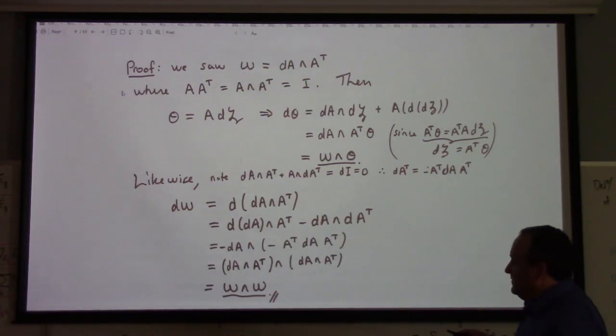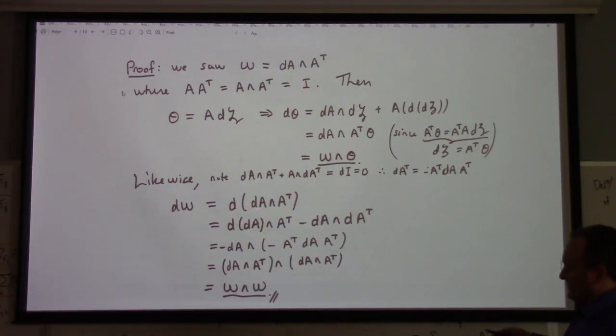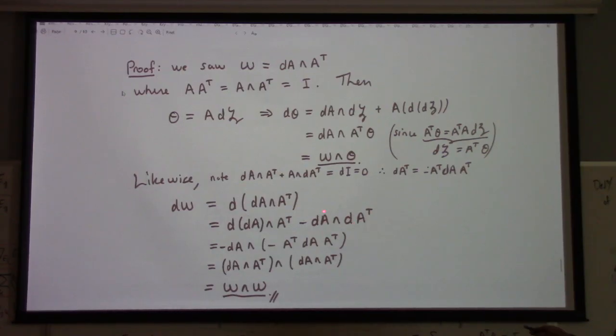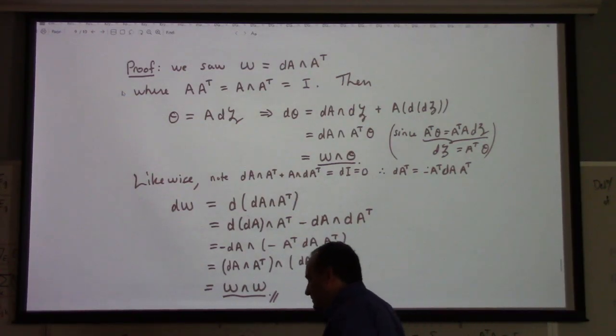Now d omega, again, we just exterior differentiate. d squared is 0, so that's gone. This over here is a little bit trickier because we have dA wedge dA transpose. Be careful, dA transpose is not just dA transposed, because A transpose A is I, so when we take the exterior derivative of that, it gives us this plus that is 0, which tells me that dA transpose is actually minus A transpose dA A transpose. When I plug that in down here, I get two minuses, which give me a plus. I got dA wedge A transpose, and I got omega wedge omega. So it's actually pretty simple.